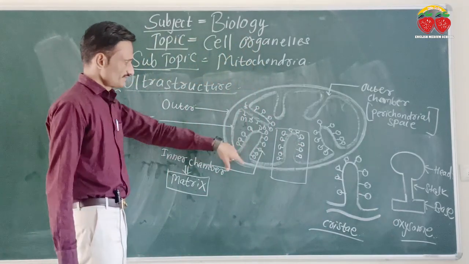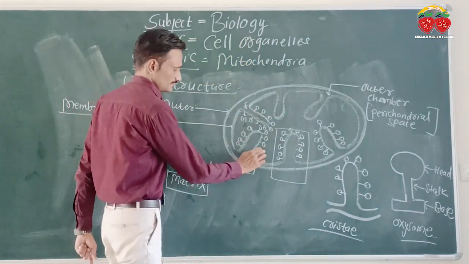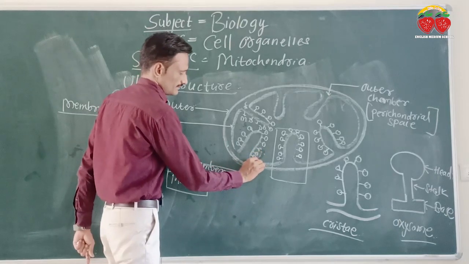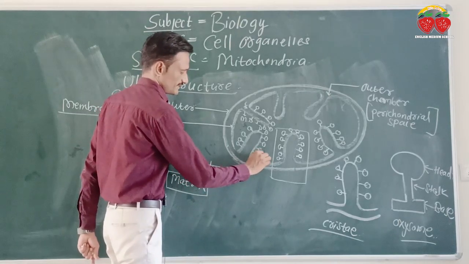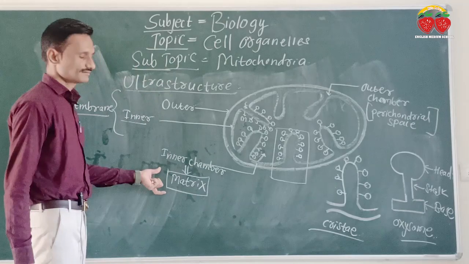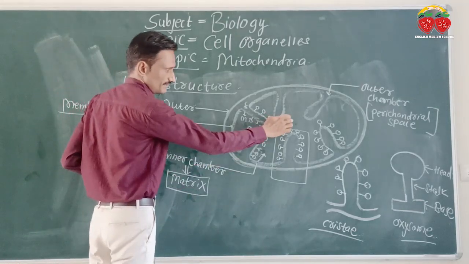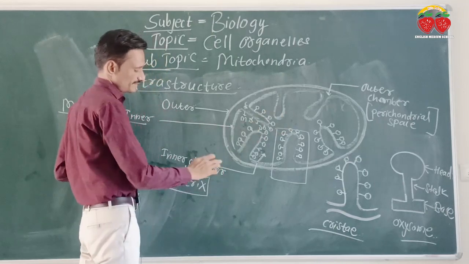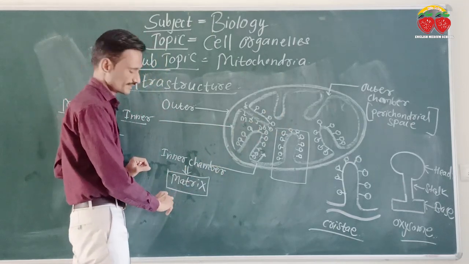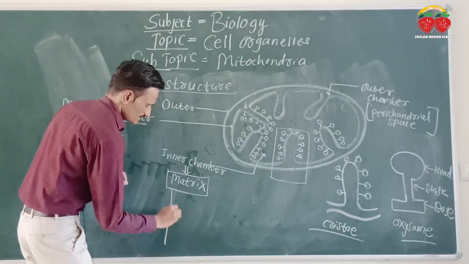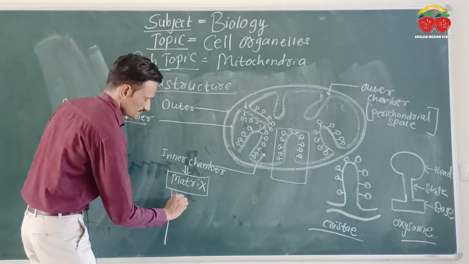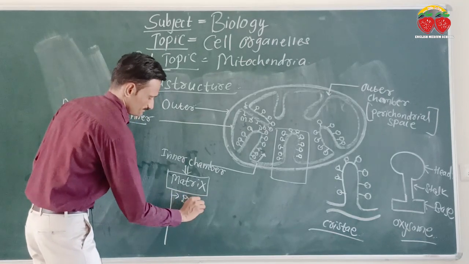Now inside the inner membrane, we checked that a proteinaceous, gel-like substance is present, called the matrix. This matrix is present in the inner chamber of the mitochondria, the core of the mitochondria. Inside the matrix, a number of substances are present. The most important is DNA.